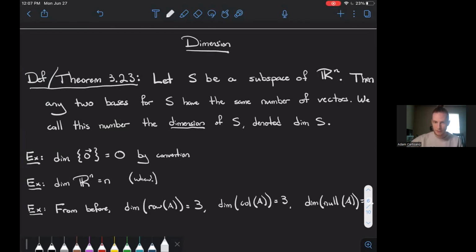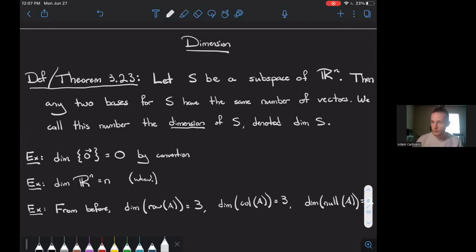So, okay, let S be a subspace. And the theorem says that any two bases for S have the same number of vectors. In fact, we just go and call this number the dimension of S. It's the number of vectors used to form a basis for that subspace.